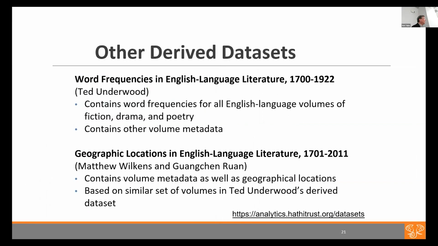Okay, we have other data sets that our data set has given birth to. We have word frequencies in English language literature, curated by Professor Ted Underwood from 1700 to 1922. And then we have geographic locations in English language literature by Professor Matthew Wilkens and his student. I believe that's his student, Gao Zhenran. And those are also available to take a look at. The geographic locations work is more along the idea of named entity extraction.